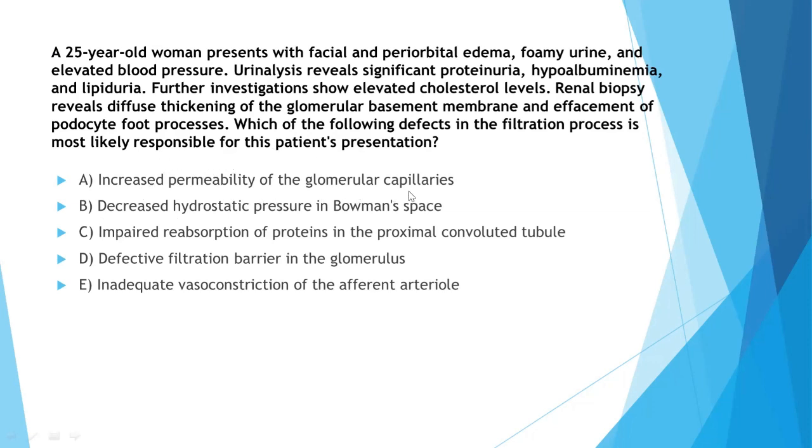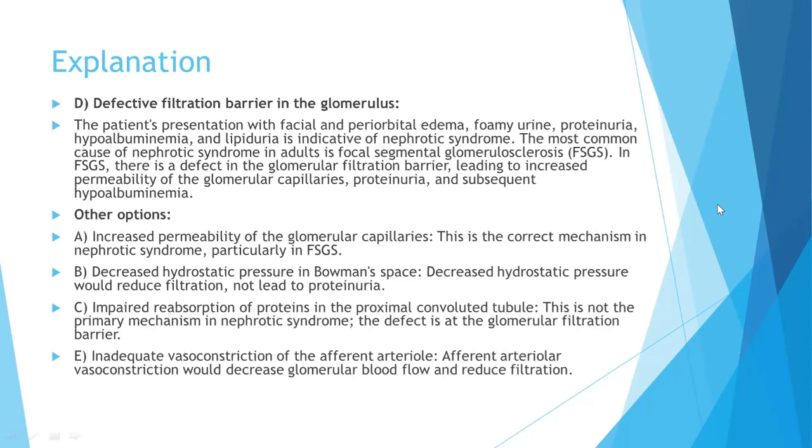Increased permeability of the glomerular capillaries, decreased hydrostatic pressure in the Bowman space, impaired reabsorption of proteins in the PCT, defective filtration barrier in the glomerulus, inadequate vasoconstriction of the afferent arteriole. So the patient's presentation with facial and periorbital edema, foamy urine, proteinuria, hypoalbuminemia, and lipiduria is indicative of nephrotic syndrome. Now, the most common cause of nephrotic syndrome in adults is focal segmental glomerulosclerosis.